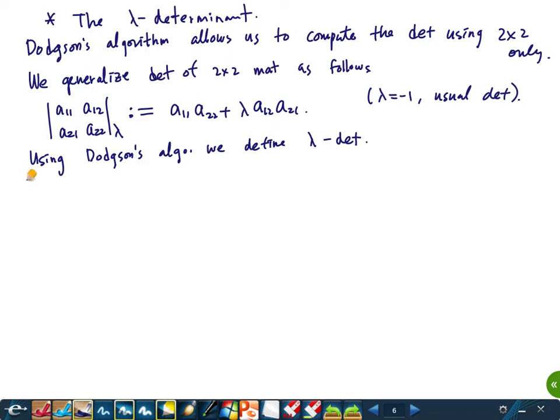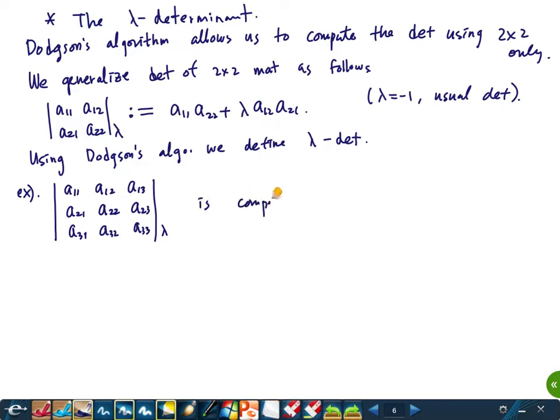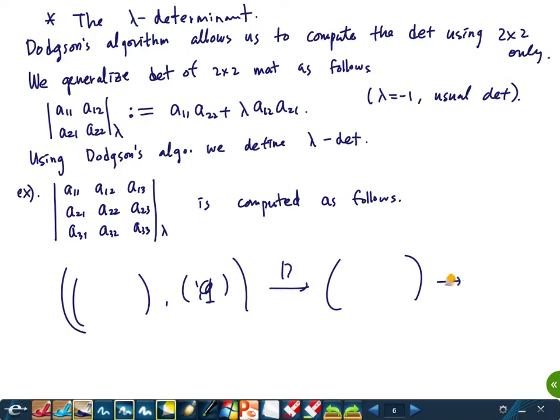So, example. We know the lambda determinant of a 2x2 matrix. Let's compute 3x3. It's going to take a long time. How do you do that? I'm going to start on the next page because it will take a lot of space. So this is computed as follows. The idea is you have this matrix and then all one matrices, not just one. And then you continue using Dodgson's algorithm, using the lambda determinant. Let's see how we do that.